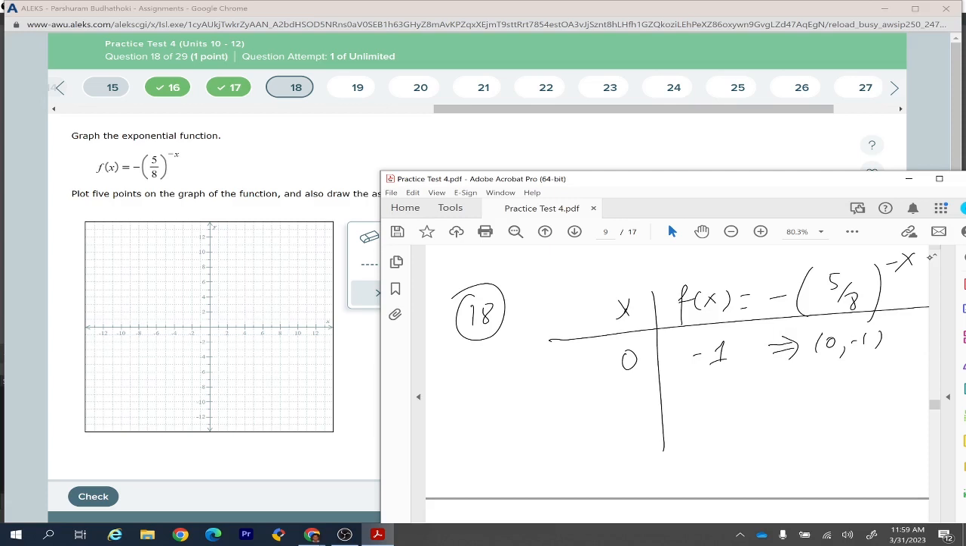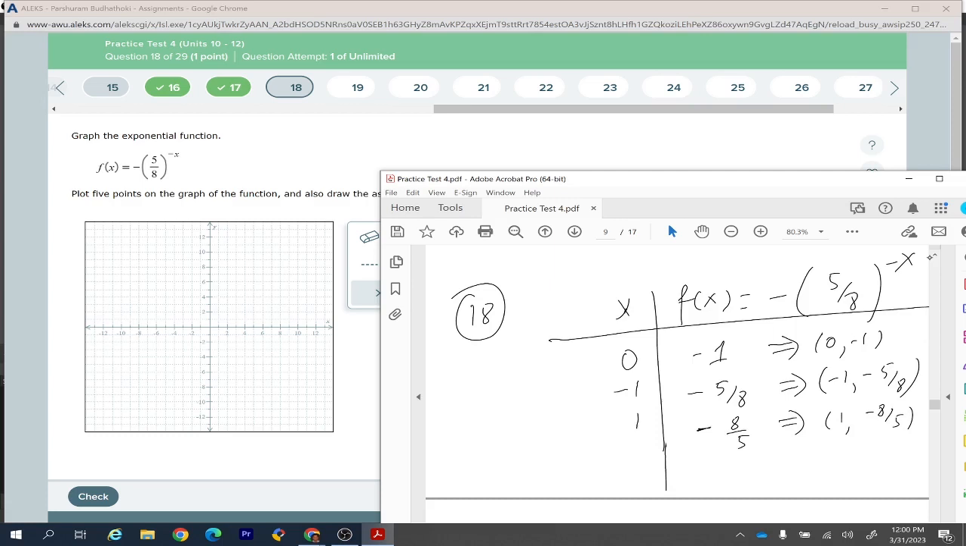Because it's negative, I'm going to choose some negative value. Let's say -1 for x. If I replace x by -1, that negative and this negative already here become +1. So the value of the function at -1 is -5/8. If I choose x equal 1, then the exponent becomes -1, which means you just have to flip this. 5/8 to the power -1 becomes 8/5. So the value at +1 would be -8/5.